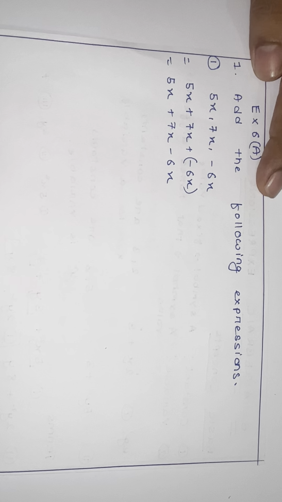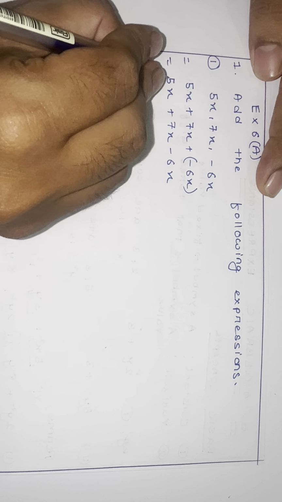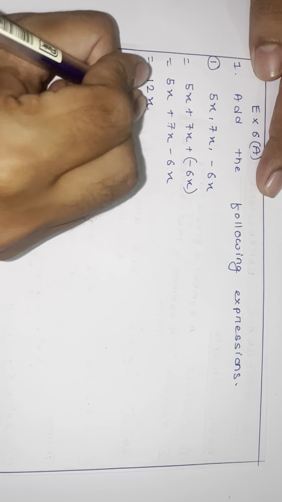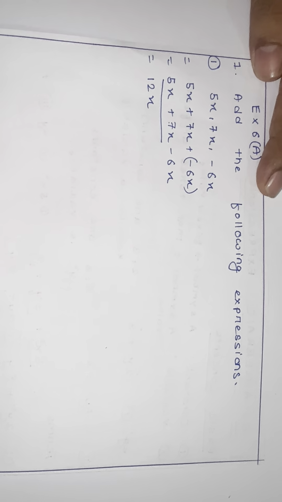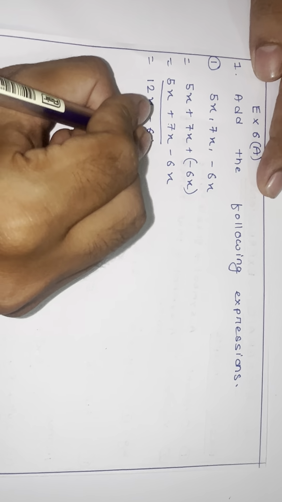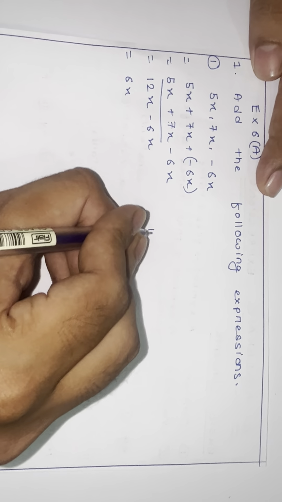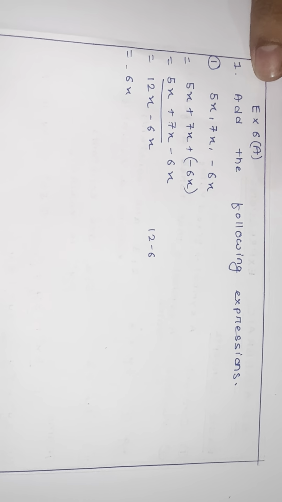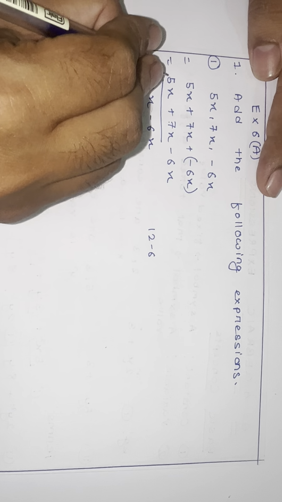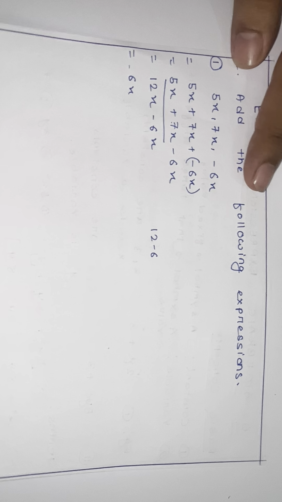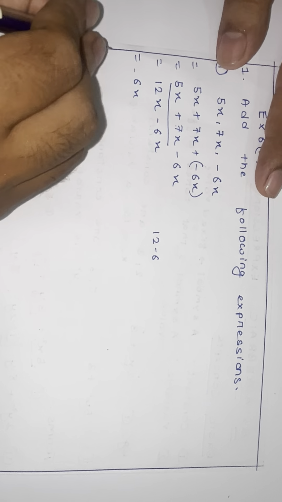Now just add the numbers. 5 plus 7 is how much? 5 plus 7 is 12x. We are adding these two. Now I will do 12 minus 6. It is 6, because 12 minus 6 is 6. So I am writing here 6x. So we just need to add the numbers, nothing else. Now let's go to the second example. What is the second example?